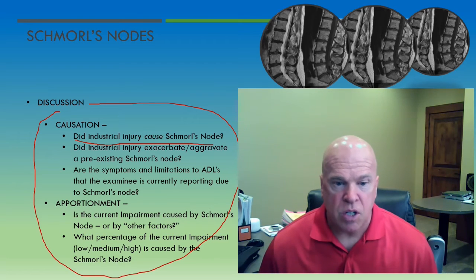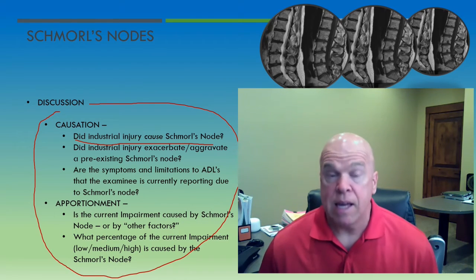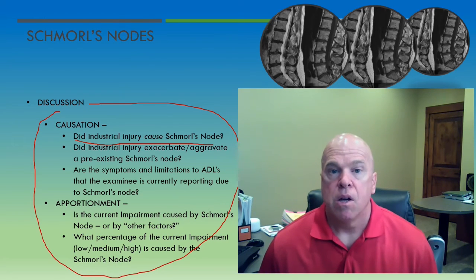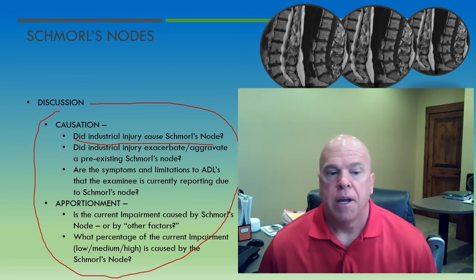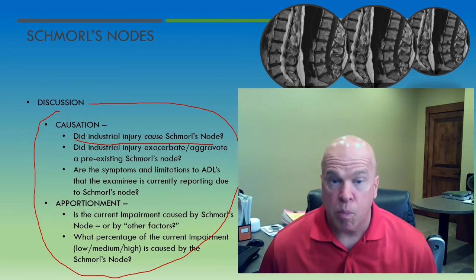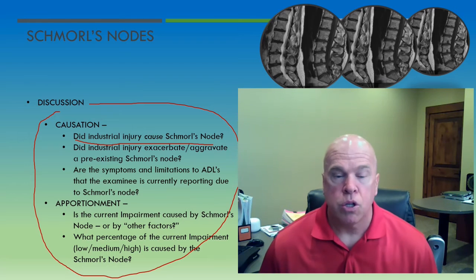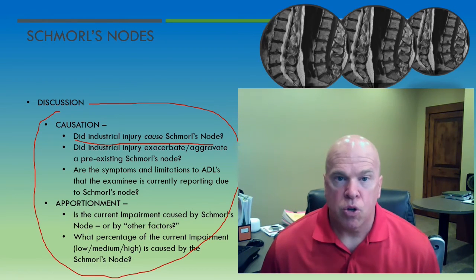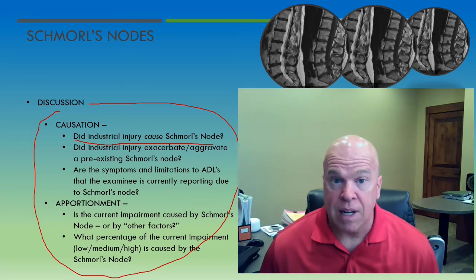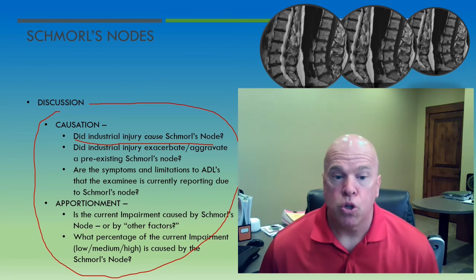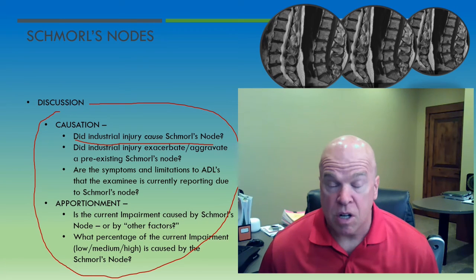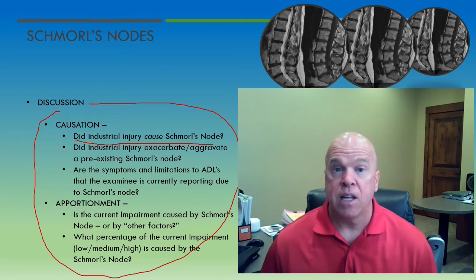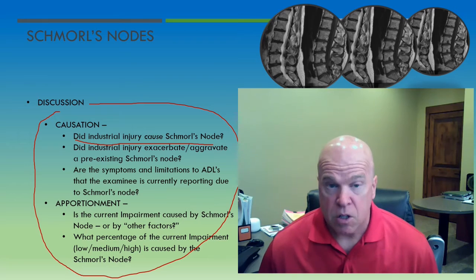Did the industrial injury exacerbate or aggravate a pre-existing and probably asymptomatic Schmorl's node? Are the symptoms and activity limitations that the examinee is currently reporting, are those due to the Schmorl's node, or are those due to other factors in the case of an asymptomatic Schmorl's node? And this is not a complete list of the things that you're going to have to consider when it comes to providing your causation determination.